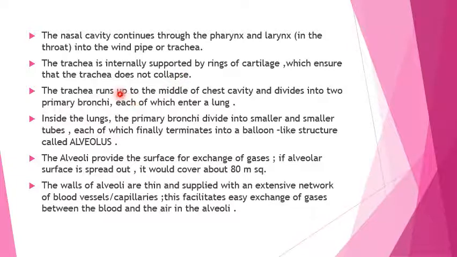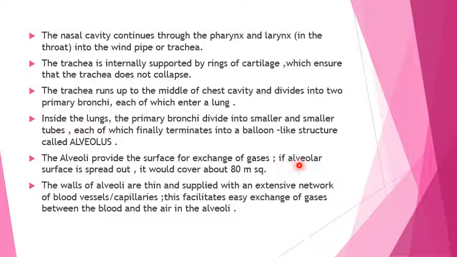The trachea runs up to the middle of the chest cavity and divides into two primary bronchi, each of which enters the lungs. Inside the lungs, the primary bronchi divide into smaller and smaller tubes, each of which finally terminates into the balloon-like structure called alveolus. Alveoli, the plural form of alveolus, provide the surface for exchange of gases.